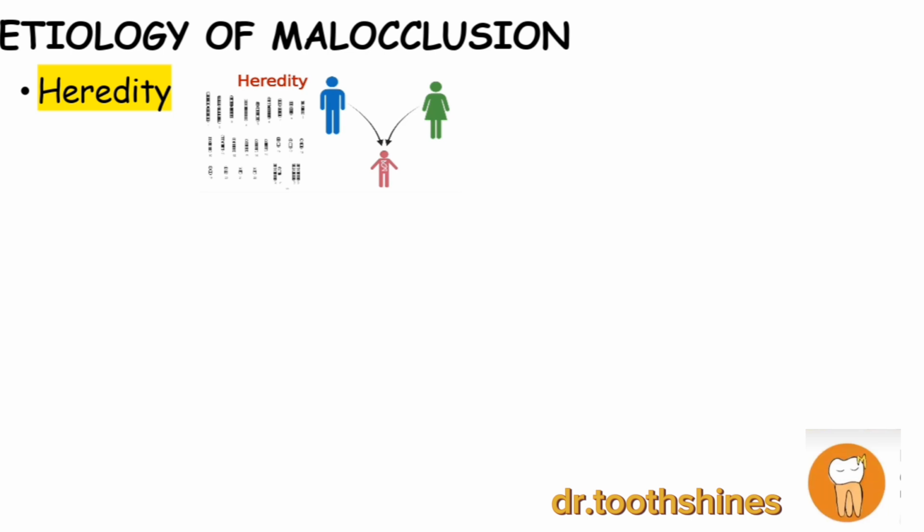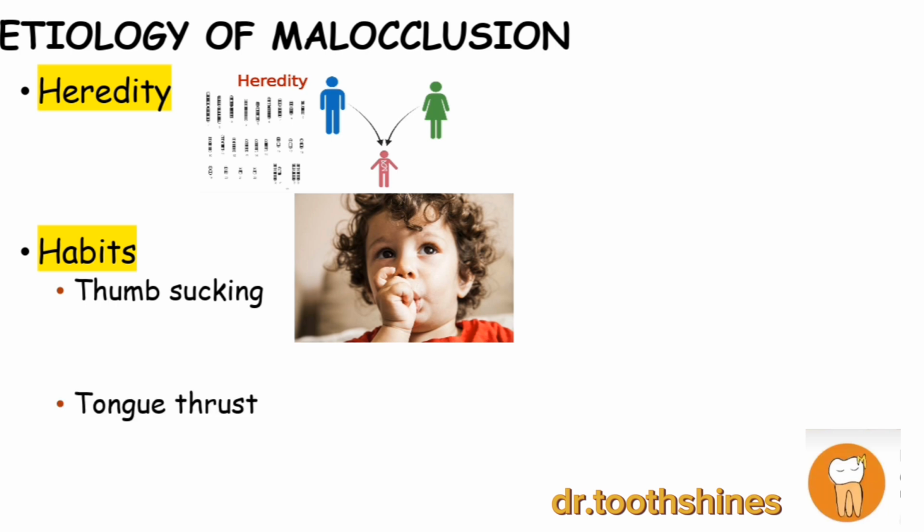Now we will talk about the etiological factors of class 2 malocclusion. Number 1 is heredity. Heredity is a factor that can cause class 2 malocclusion. The other factors are habits like thumb sucking and tongue thrust.